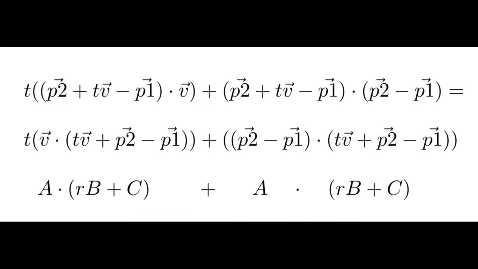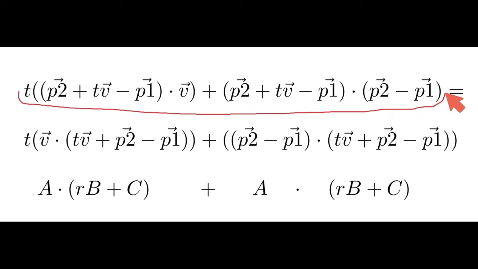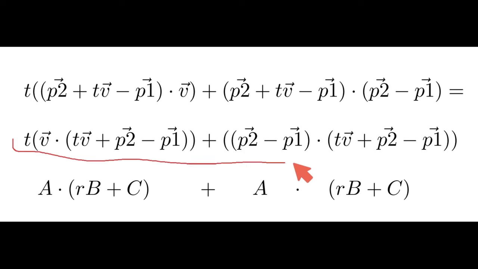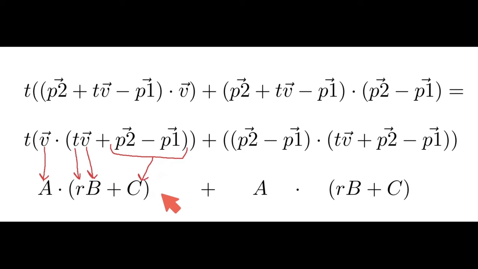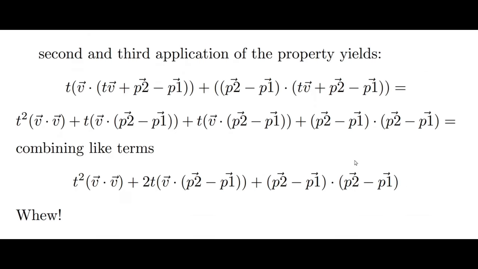We're going to need to apply that property two more times. So we're going to rearrange what we currently have here to be this right here so that we can apply the property twice. There's basically going to be two copies of, again, the left side of the bilinearity equation. And the correspondence here is that this V corresponds to A, T still of course matches up with R, V matches up with B, P2 minus P1 together matches up with C, and so on. So this shows that second and third application of the property.